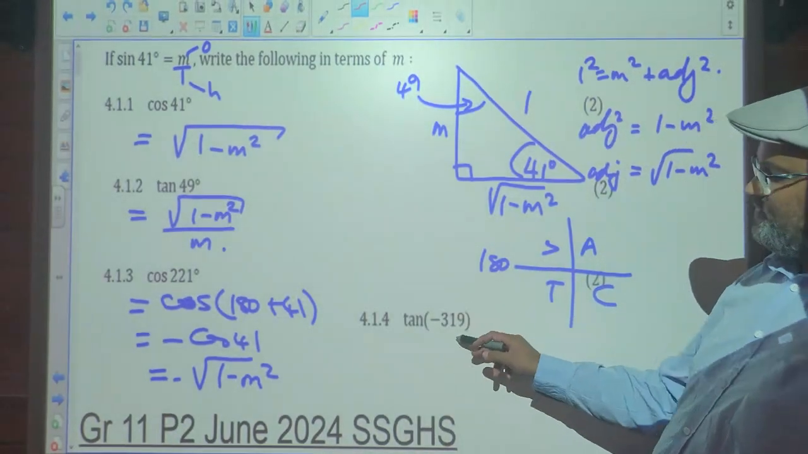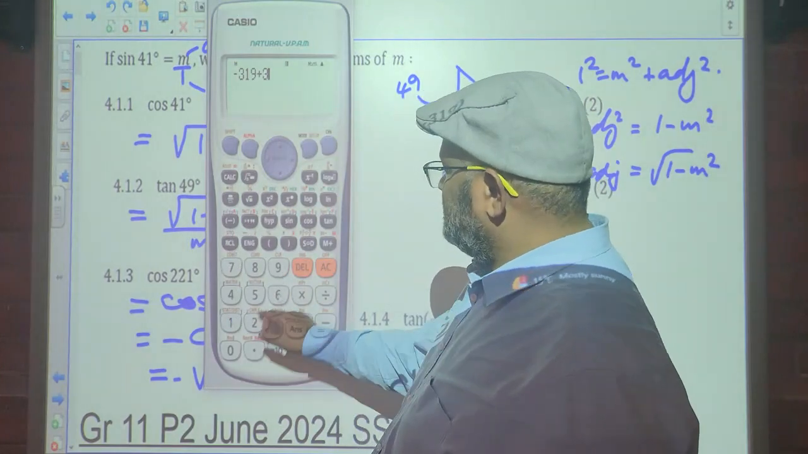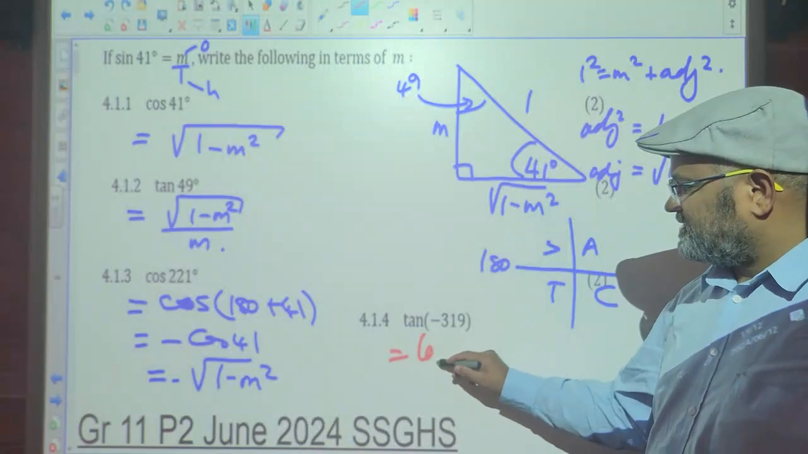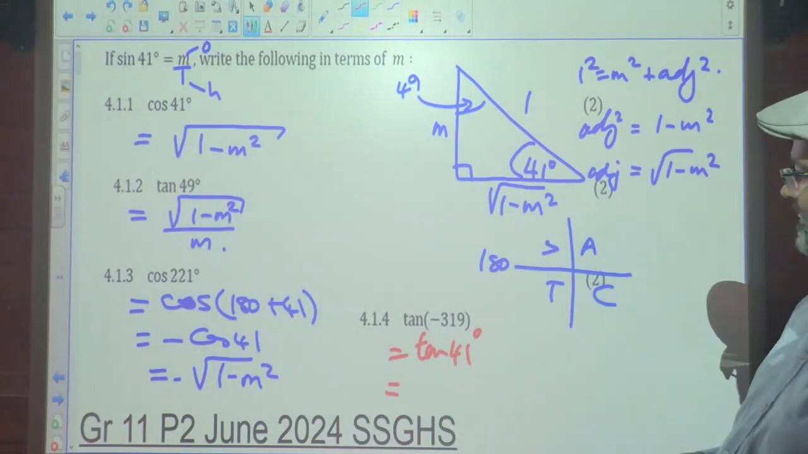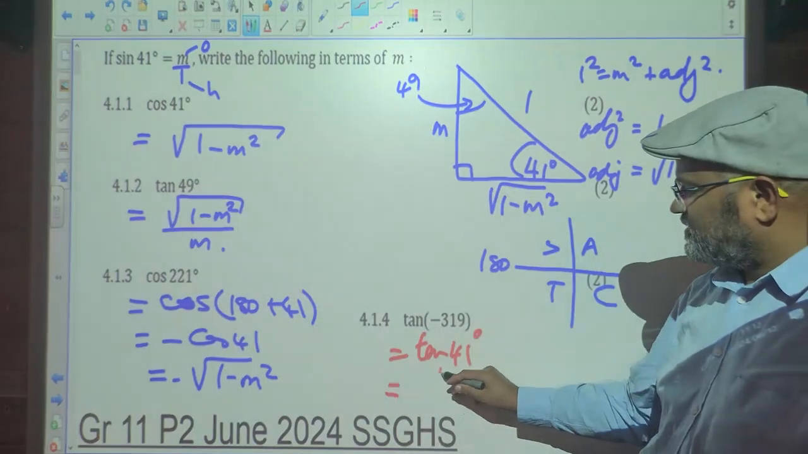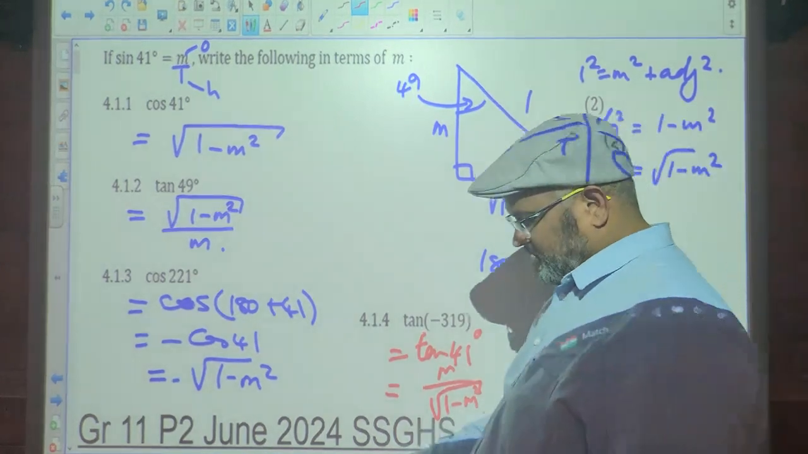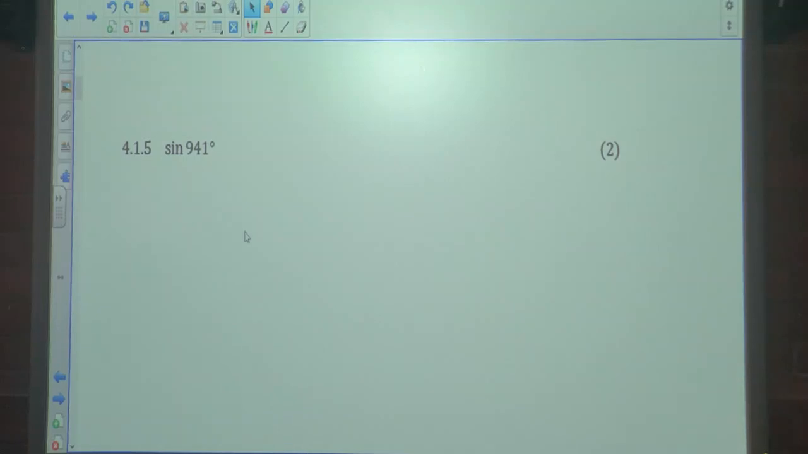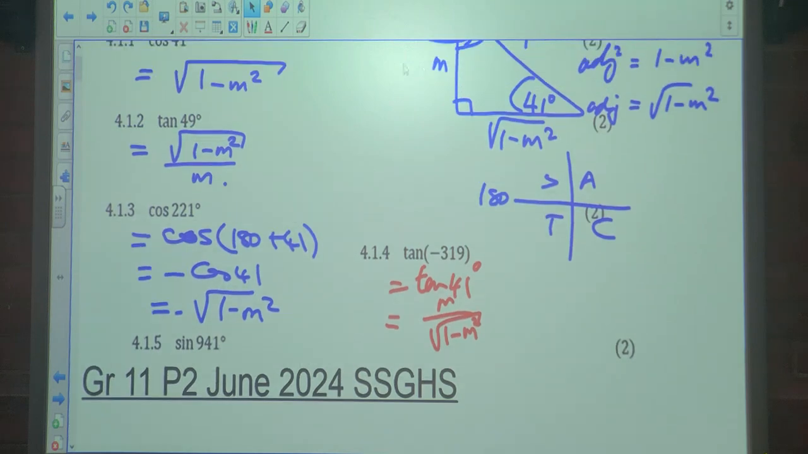So you got negative 319, so you say negative 319 plus 360 gives you an answer of 41 degrees. So this is going to be the same as tan of 41. Remember, if I add or subtract 360 from an angle, I don't change anything. So tan of 41, tan is opposite over adjacent, so it's going to be m over the square root of 1 minus m squared. Okay, and the last question here before we break is of course sine of, let's just pull this down.